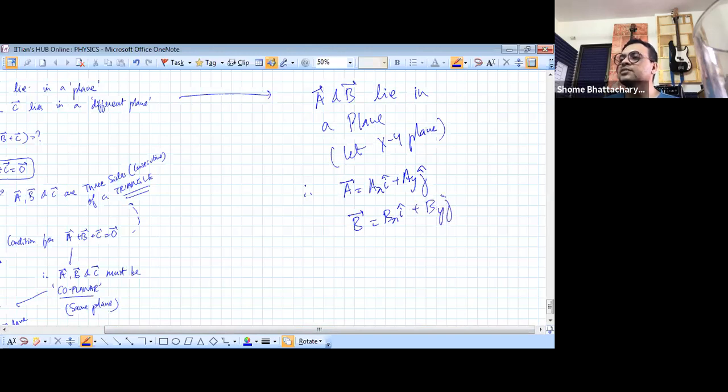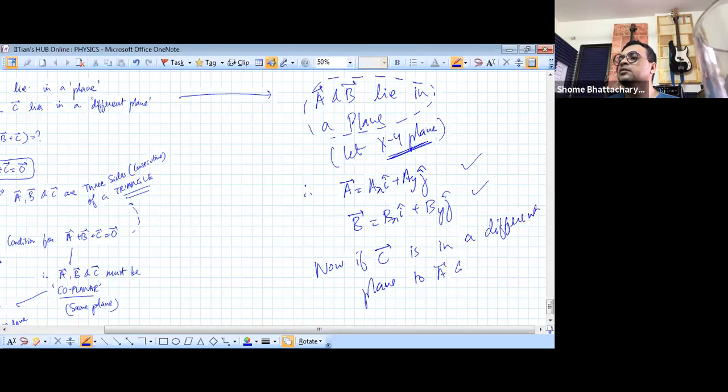Because I have taken the xy plane to be the plane in which the vectors A and B are lying. So they are lying in a plane, and I have assumed that it is the xy plane. Therefore, I can say that A and B are both having only x and y component. They should not have z component. Now, if C is in a different plane to A and B, that means here the vector C must have a z component. It cannot lie in the xy plane.